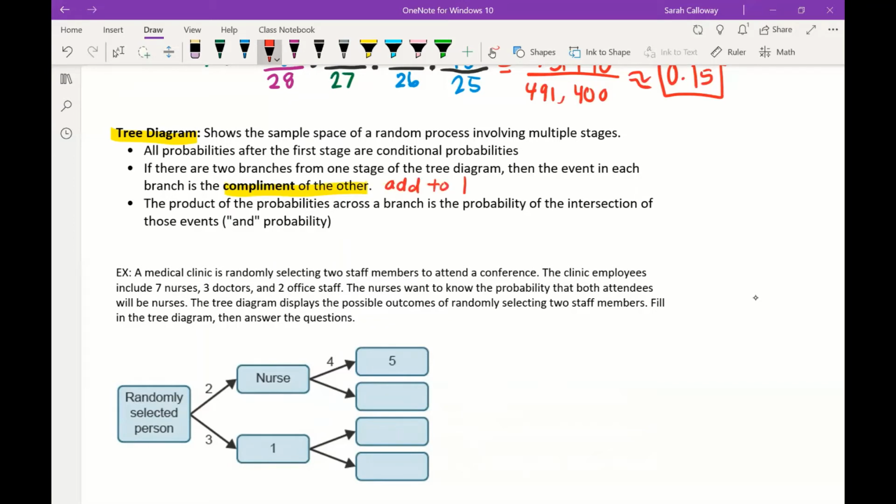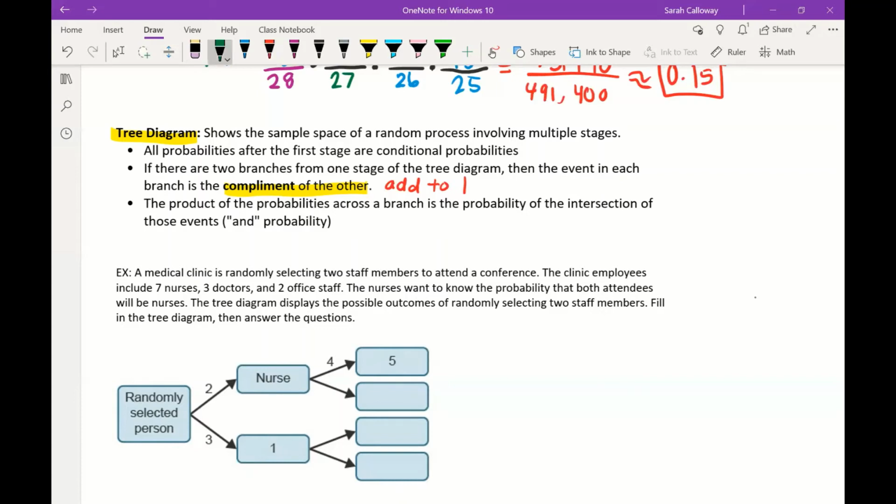So if you only know one of them, you just have to subtract from one to get the other. The product of the probabilities across a branch is the probability of the intersection of those events. It's the and probability. So if I multiply across, it'll give me an and.